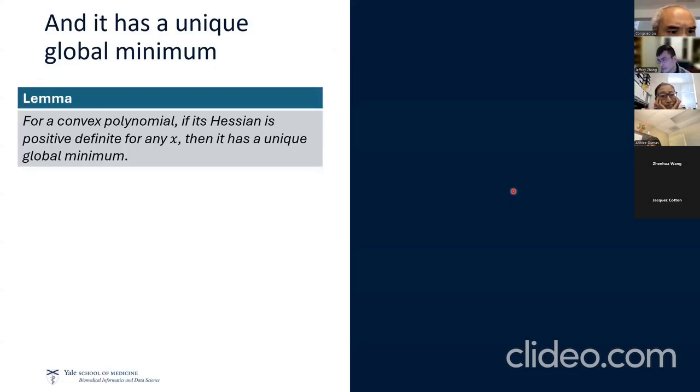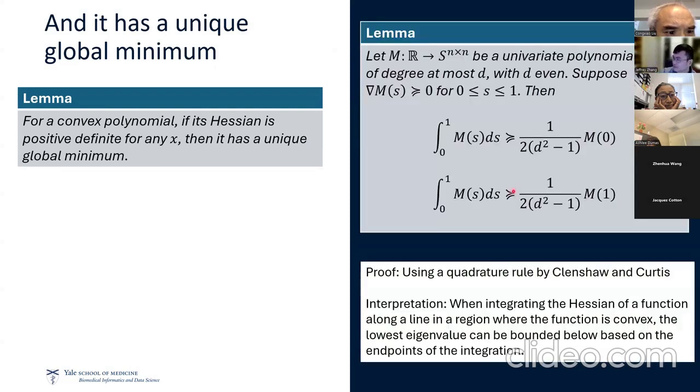And what we showed is that for a convex polynomial, if its Hessian is ever positive definite, then it has a unique global minimum. This is a rather technical lemma that actually turns out to be super important for the convergence proof too. And it involves essentially integrating polynomials over a line. It says that if we're integrating the Hessian of a function and it's ever positive definite, then the integral along that line is also going to be positive definite.